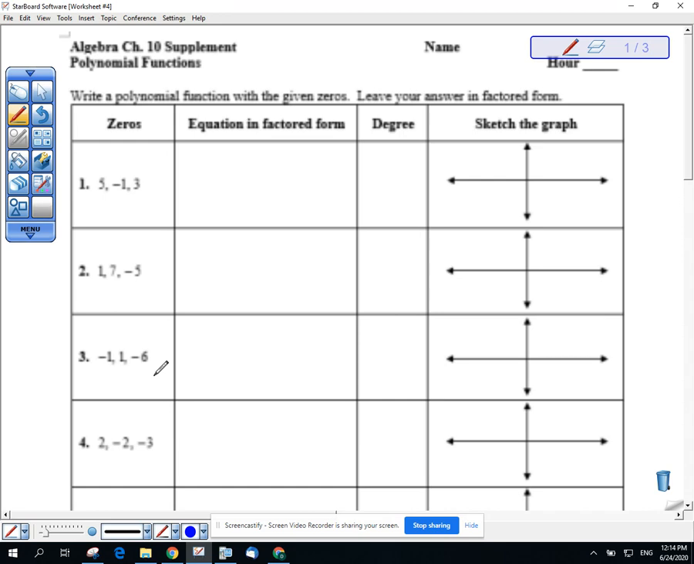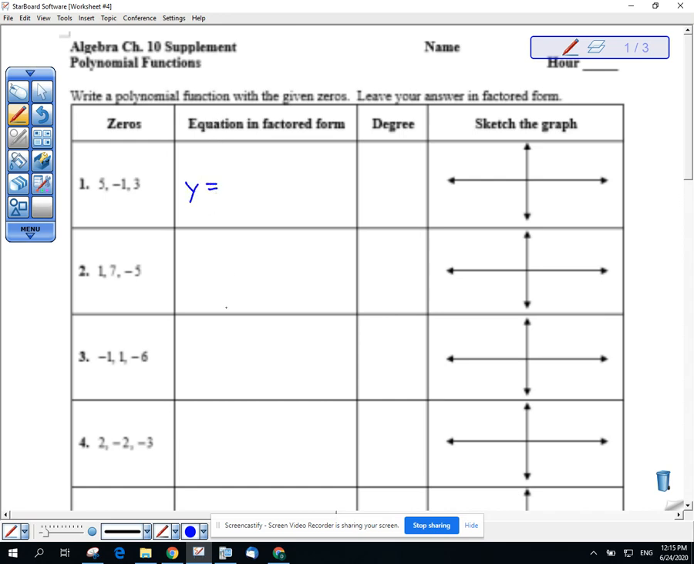And that should come clear with what we did in Chapter 10 when we were solving by graphing. We graphed the parabola back in Chapter 10, and wherever it crossed the x-axis, those were our solutions. Okay, that's what we're talking about here. But there's 3 of them, and it's 5, negative 1, and 3. So we want the equation in factored form.